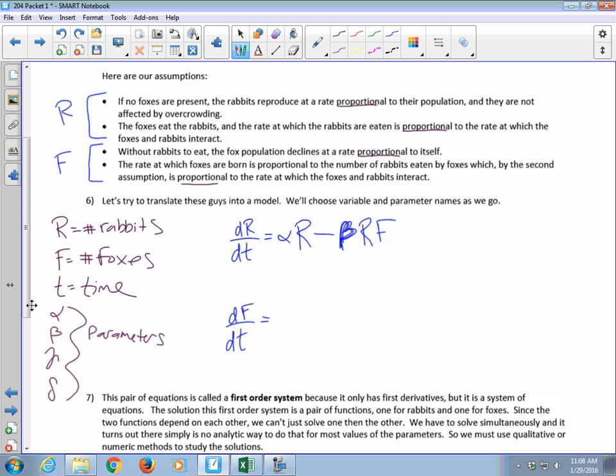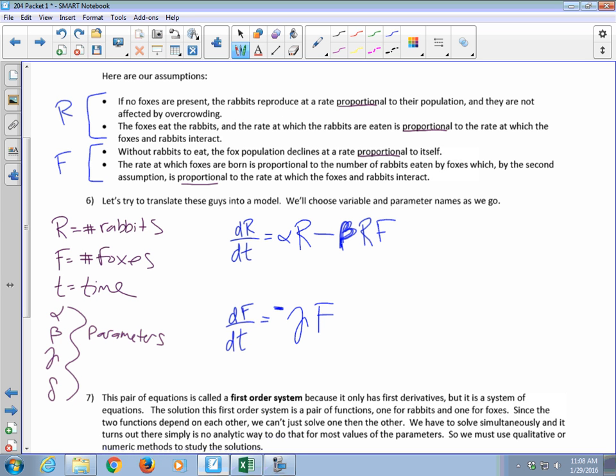All right, let's look at the fox assumptions. Without rabbits to eat, the fox population declines at a rate proportional to itself. This is almost Malthusian, except it means the foxes are going to go extinct instead of growing forever, right? So my constant of proportionality could be gamma times foxes, but I'm going to make it negative, meaning the rate of growth is negative so that the fox population is declining. So there's no rabbits there. Without the rabbits, the fox population declines.